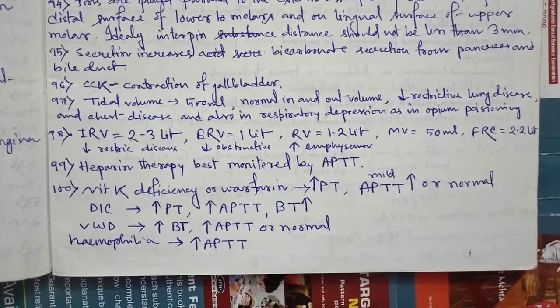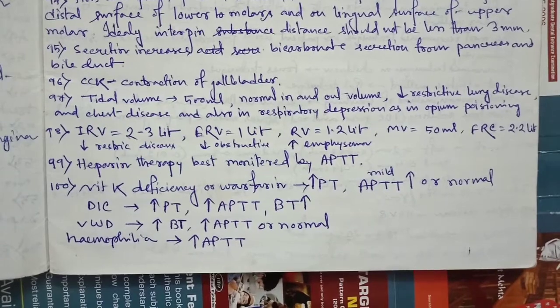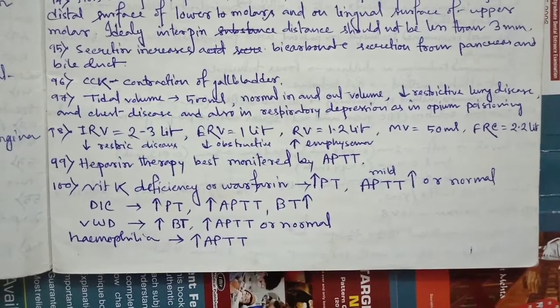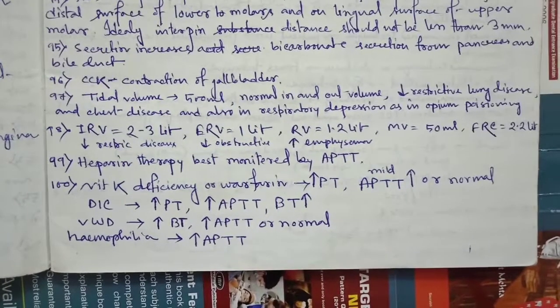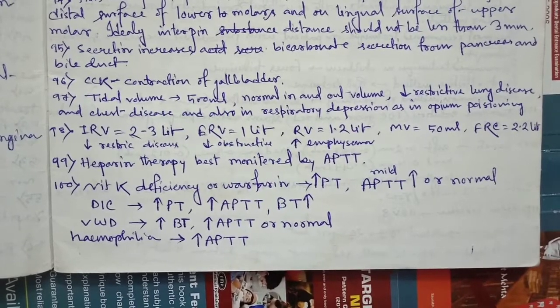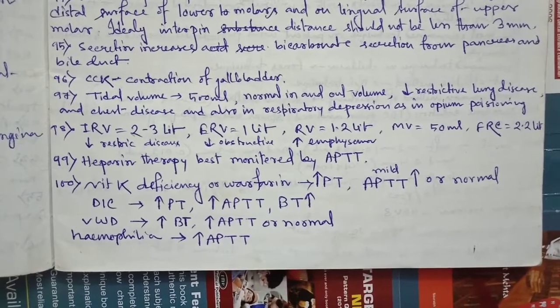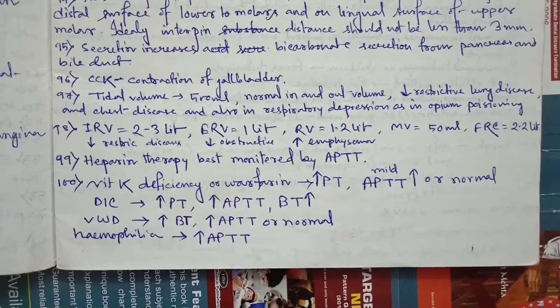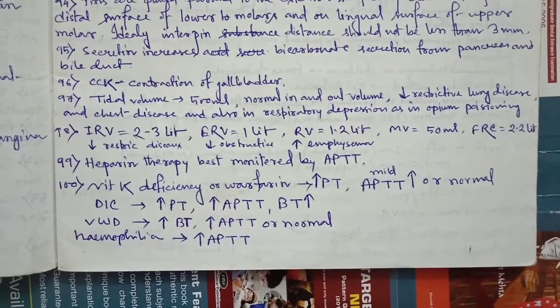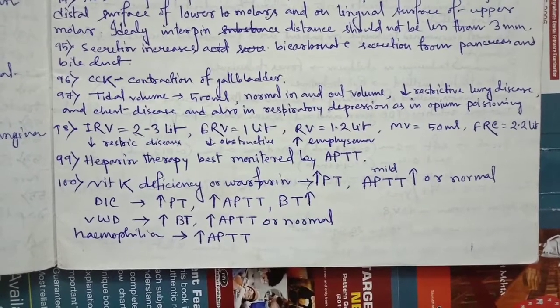In disseminated intravascular coagulation, PT will increase, APTT and BT are all increased. In von Willebrand disease, BT, bleeding time, will increase, APTT may increase or be normal. In hemophilia, APTT will be increased.